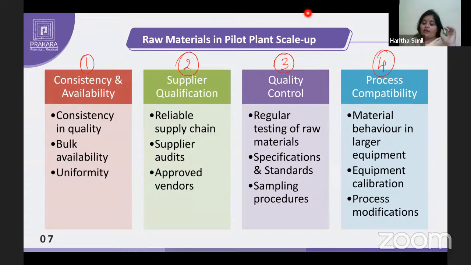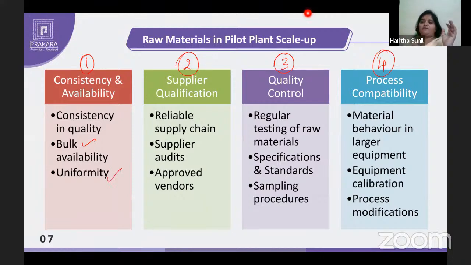And then bulk availability. In the laboratory scale, all the raw materials are required in a very small quantity. But when you go to the pilot scale, you need them in bulk, so you should always ensure the availability of raw materials in bulk without compromising on the quality of the product.